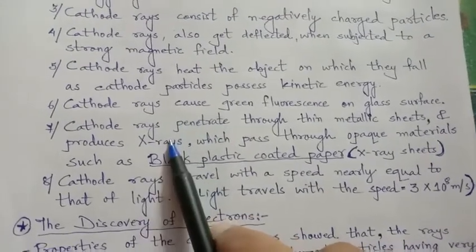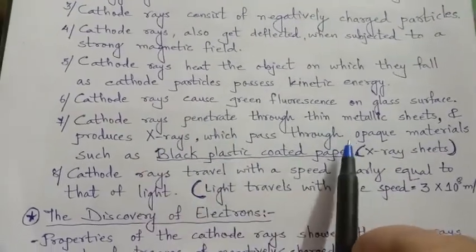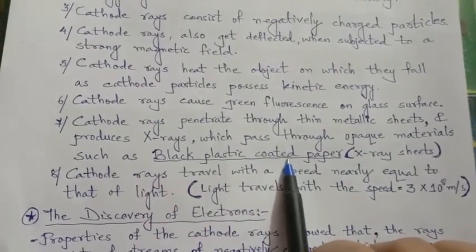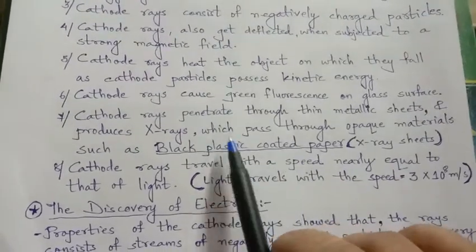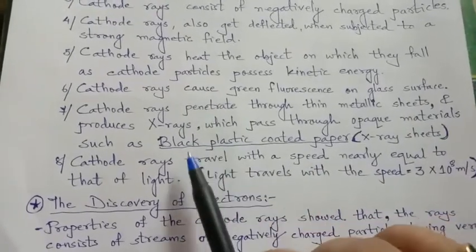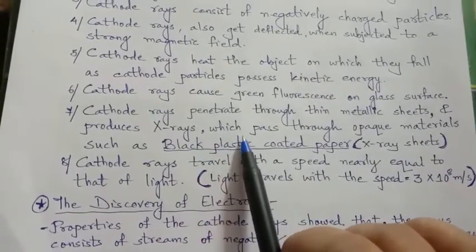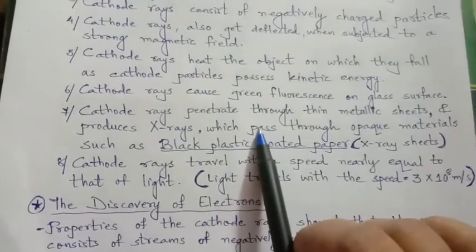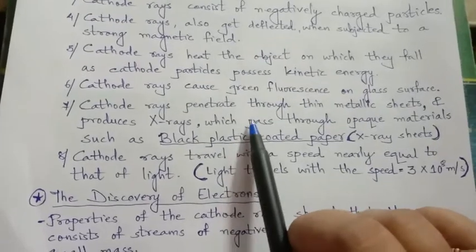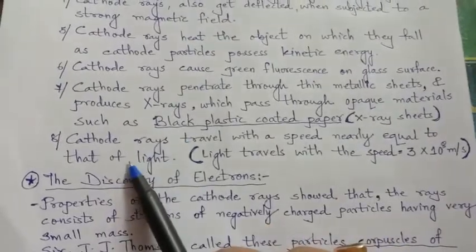Since that day, the rays have been called X-rays, which can pass through opaque materials such as black plastic coated paper, which we can call X-ray sheets. When there is some damage in our internal bones, the doctor asks us to go for an X-ray, and now you can understand what X-rays are. Electrical bombardment through a specific type of gas tube, which penetrates the black coated sheet, metallic sheet, gives X-rays. Cathode rays travel with a speed nearly equal to that of light.